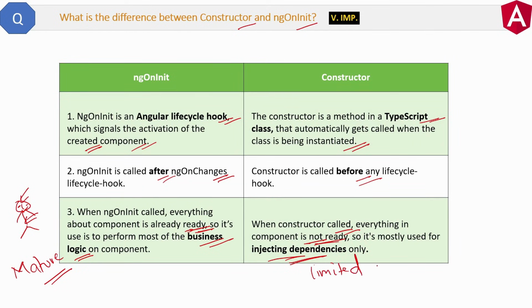Why do we inject dependencies in the constructor? Because dependencies do not have anything to do with the component's maturity. It is not related to whether your component is created or not created. That's why we inject dependencies in the constructor. I hope now the differences are pretty clear to you and you can explain these same differences in front of the interviewer easily. If you have any queries, then please ask me in the comment section.